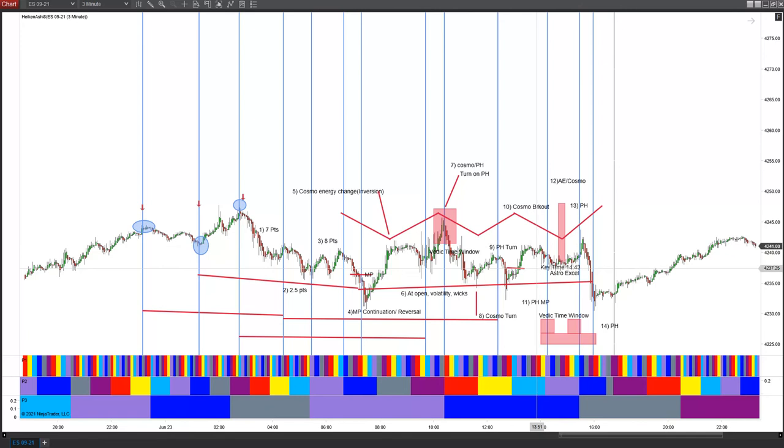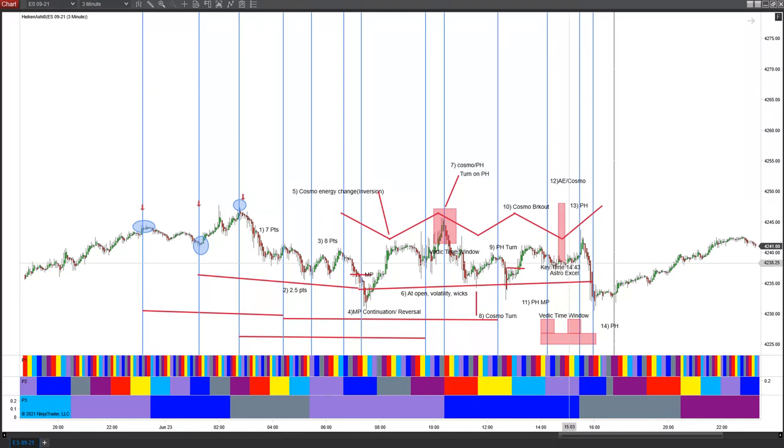And then trade number 11 was this pH time and ended up being another small midpoint, so that really didn't get a trigger at all in there. But what it did, it told us where the low is going to come in for trade 12, which was the Astro Excel Cosmodyne confluence area here.